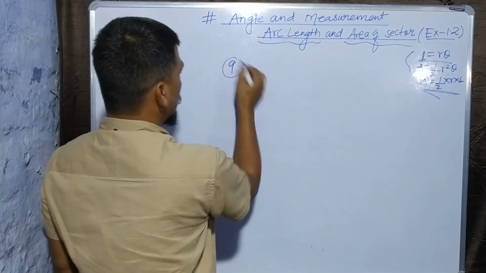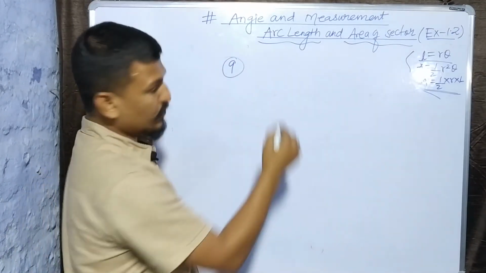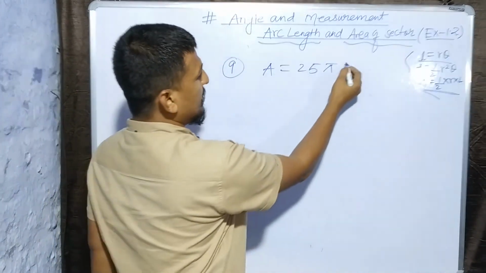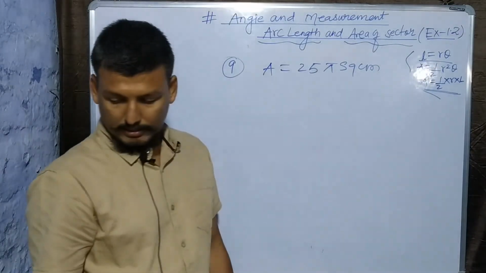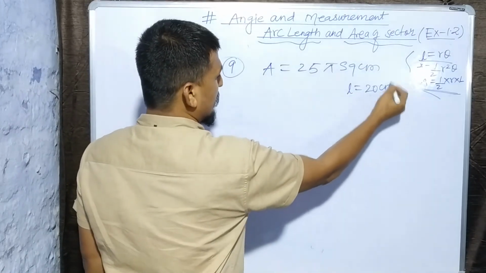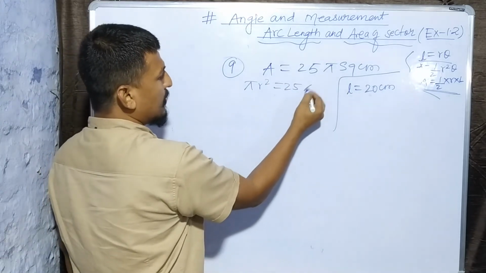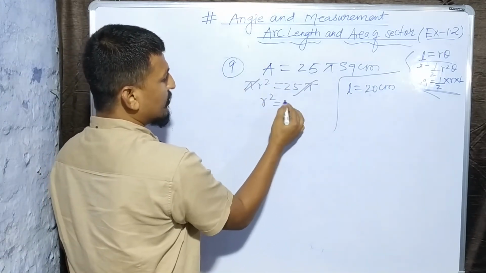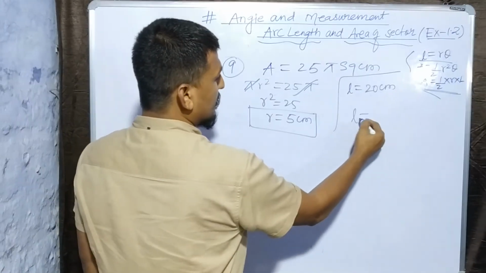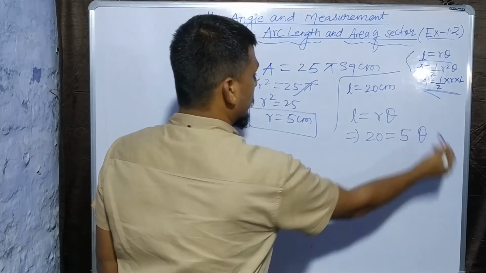So here is question number 9. The perimeter of a sector of a circle of area 25 pi square centimeter is 20 centimeter. Perimeter is given as 20 centimeter. So first calculate the radius. Area is pi r square equal to 25 pi. Pi gets cancelled. R square equal to 25, so r is equal to 5 centimeter. Now L is equal to r theta. 20 is equal to 5 into theta.